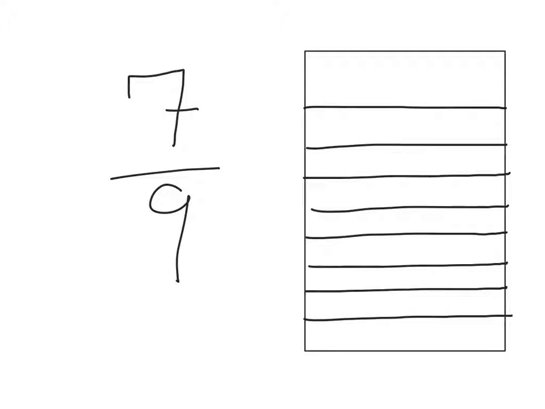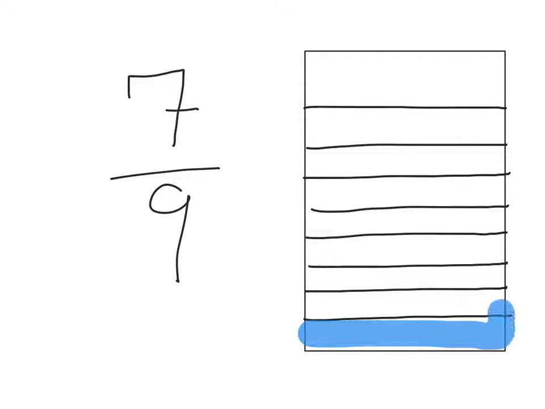Now, I get 7 out of 9, right? Oh, first let's double check that we got 9 parts. I got 1, 2, 3, 4, 5, 6, 7, 8, and 9 parts. Bingo, I did the denominator correctly for my illustration here. And I get 7 out of 9, right? So this can be said as 7/9 or 7 out of 9. So since I get 7, I'm going to simply color in 7 of these.